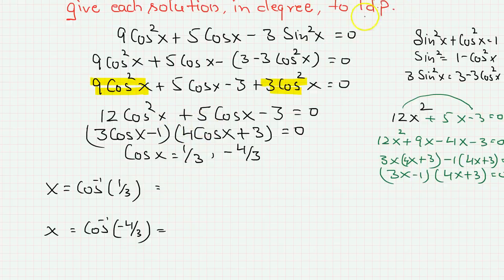So cos inverse 1 over 3 is 70.5287, but we have to write one place of decimal, so it is 70.5. So let's calculate this.